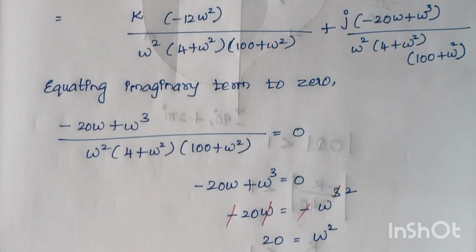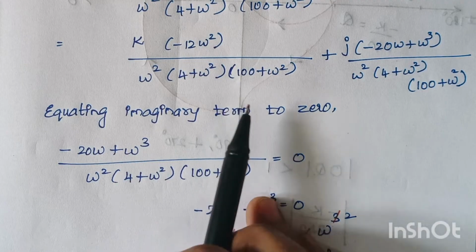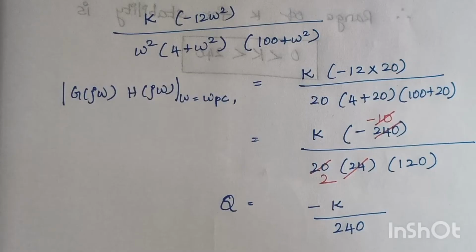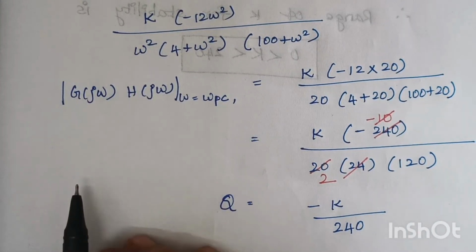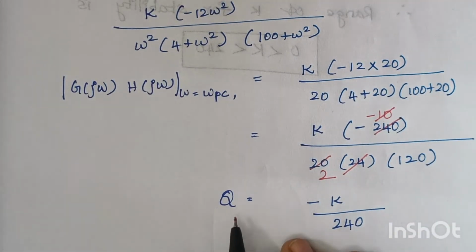So what is our real term expression here? So this is my expression for real term, right? So here just substitute the value of omega square as 20. Once you substitute the value of omega square as 20, after simplifying, here we are having the value of q. This is nothing but the intersection point on the negative real axis. This is given as q. So it is given by minus k by 240. So in this problem, we are asked to find the ranges of k, right? So now we are going to do that.